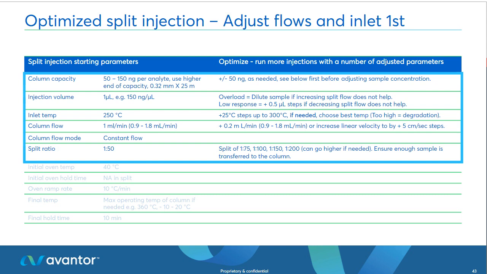But then if this doesn't help with enough detection of the analytes and we need more sample or less sample, then you can adjust the concentration by plus or minus 50 nanograms as needed. But first, just adjust the split ratio, adjust the injection volume first and see if these help.